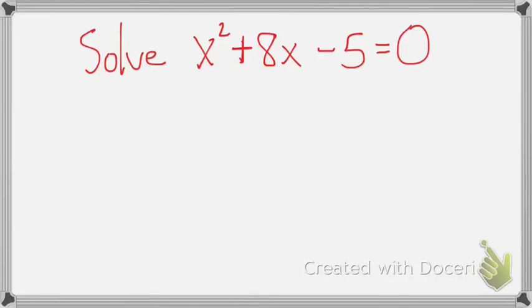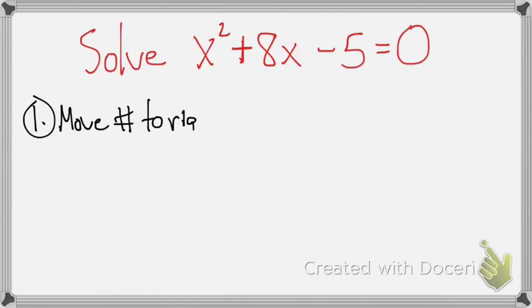Okay, so now I put a negative at the end, but it doesn't change our first step. Remember, the first step is to move the number out. I shouldn't say kick. I don't know why I'll say kick it out. Move the number out to the right.